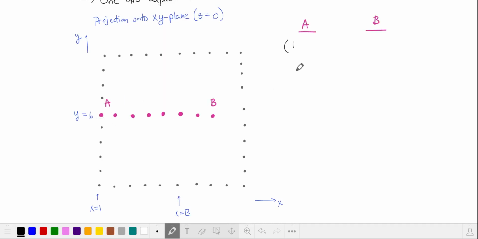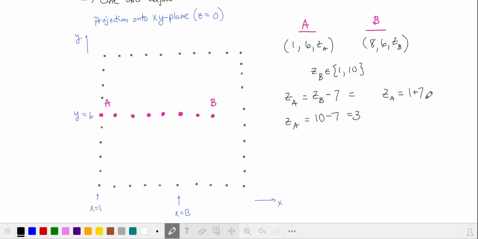If point A is here on the left, it has x-coordinate 1, y-coordinate 6, and some z-coordinate. B is at 8 and 6, and its own z-coordinate. The line passing through A and B emerges from the cube at one of the top or the bottom faces at B. This means the z-coordinate of B is either 1 or 10. That's where the line emerges from the top or the bottom face. To get 8 lattice points, we subtract 7 from the z-coordinate of point B. We can also add 7 to the z-coordinate of point B.